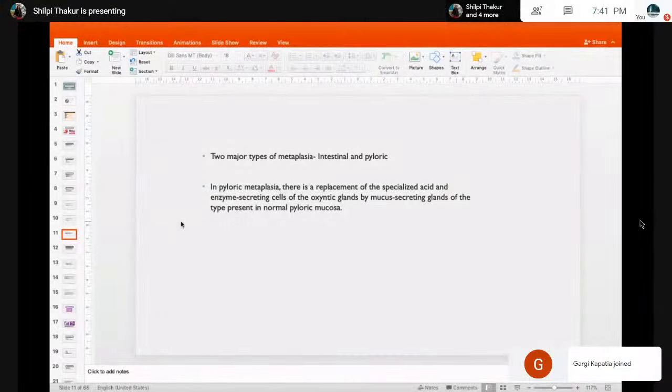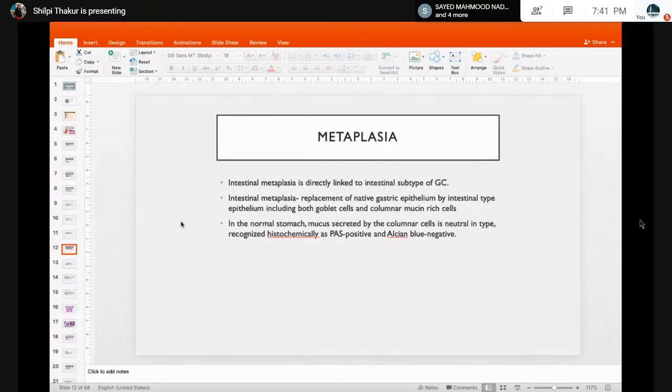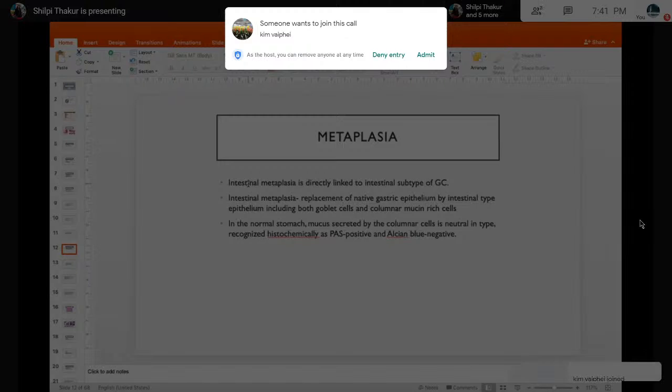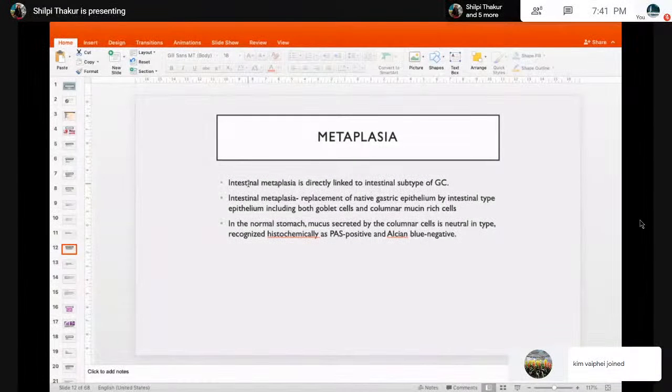In pyloric metaplasia, it means that there is replacement of the specialized acid and enzyme secreting cells of the oxyntic glands by the mucus secreting glands present in the normal pyloric mucosa. We are most concerned with the intestinal type of metaplasia, which is directly linked to the intestinal subtype of the gastric carcinoma. Intestinal metaplasia means that there will be replacement of the gastric epithelium by intestinal epithelium. The intestinal epithelium includes both the goblet cells as well as the columnar mucin-rich cells.